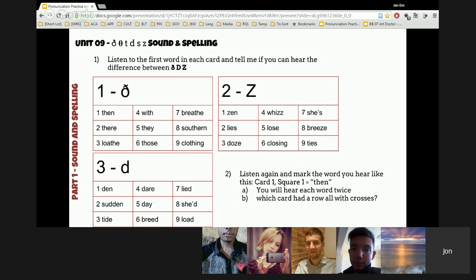Yes. That's not a bingo, because that would be 7, 4, and 5 in card 1. That means they don't go across, they don't go down, and they don't go diagonal. So almost, if he had said loathe, that would have been a bingo, because that would be 3, 5, and 7. But I didn't hear loathe.